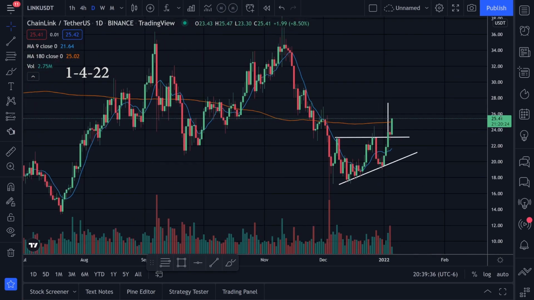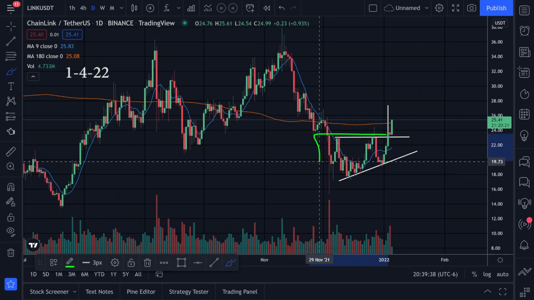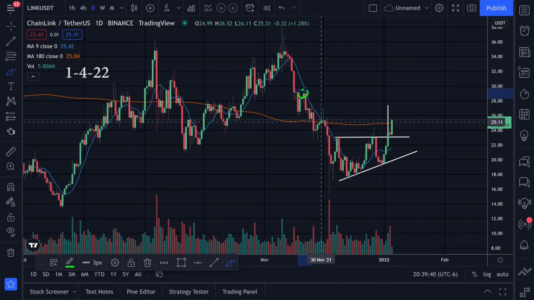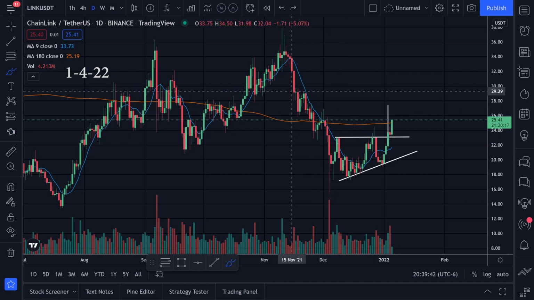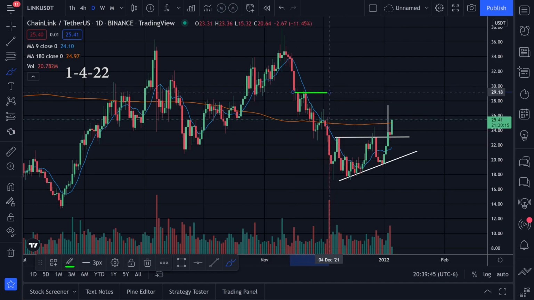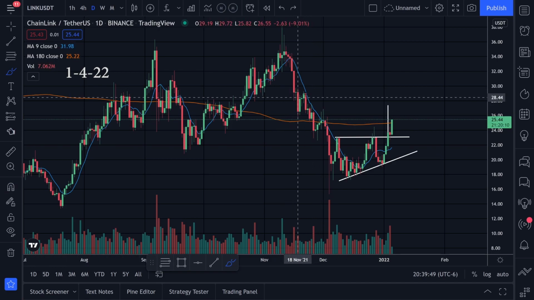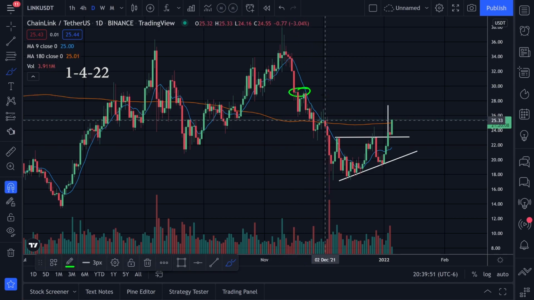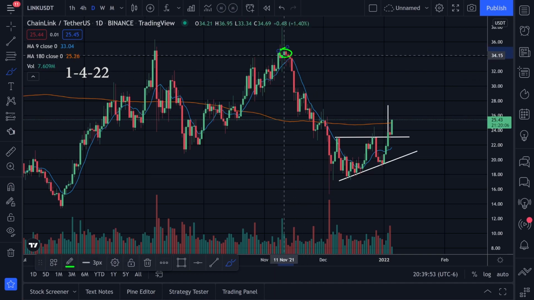In general, I think we're breaking out of this little zone right here, and I think we have resistance right here and maybe some more resistance right here. But I think if we could break this top right here at around 29.15 or something like that, 29.12, then I think if we could break that little resistance right there, then we'll be targeting this top up here at around maybe 34.72.